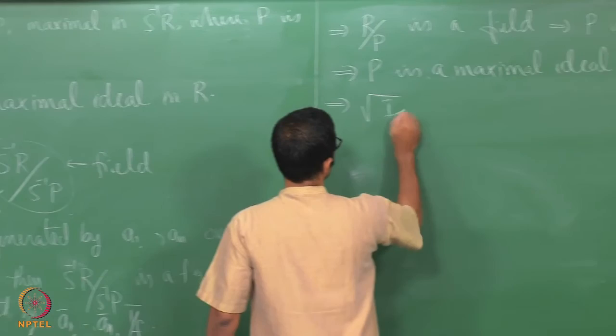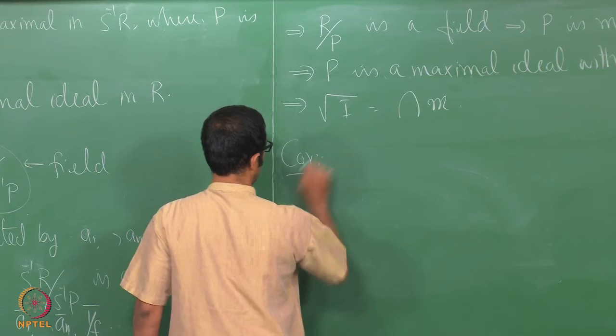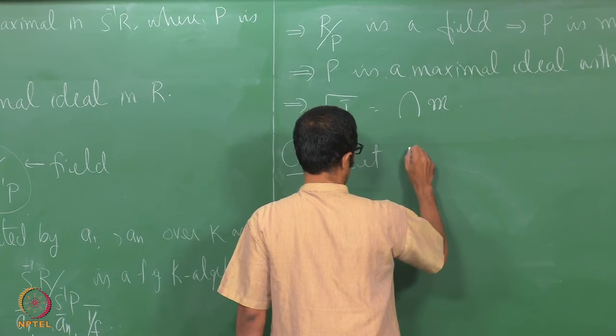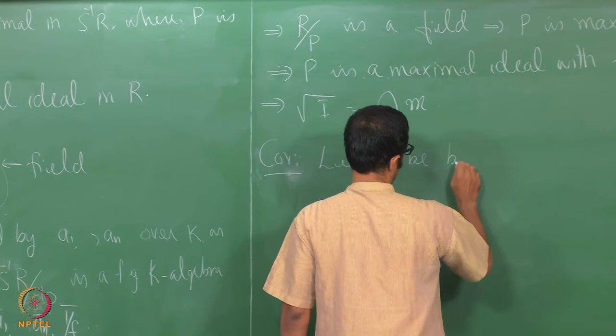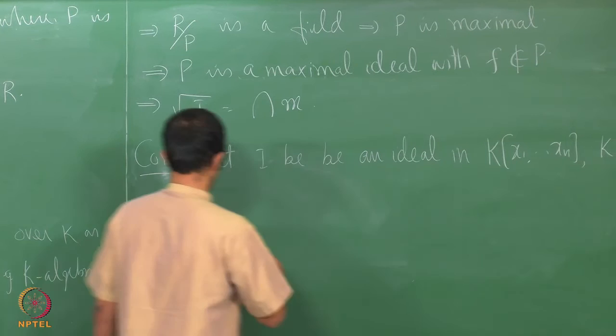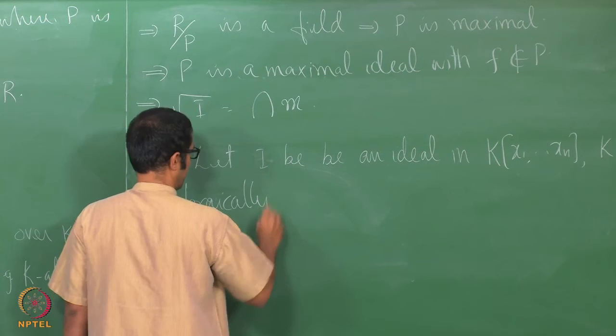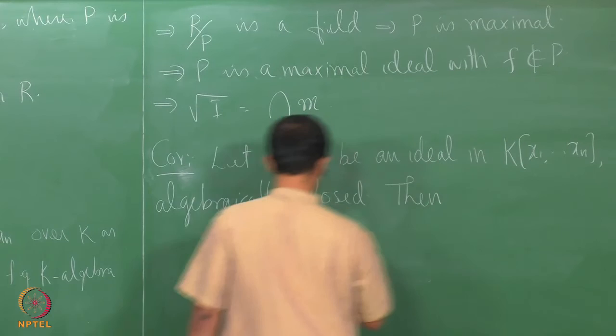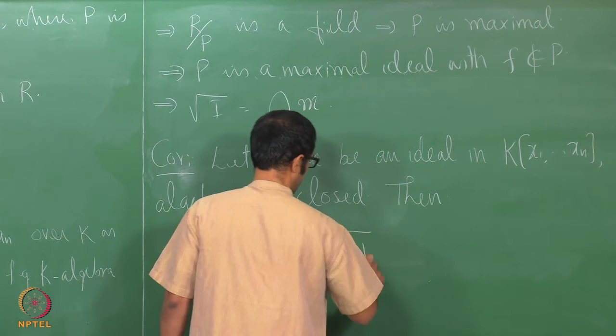So another corollary is: let I be an ideal in K[x1 up to xn], K algebraically closed. Then I of V of I is equal to the radical of I.